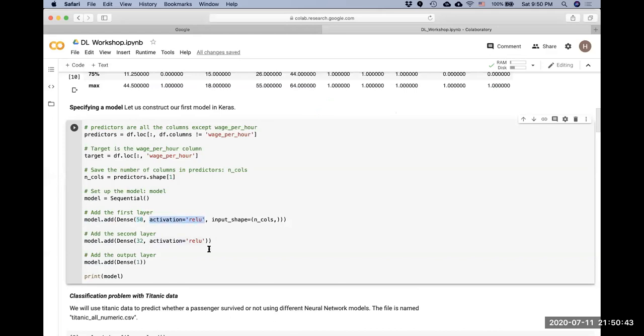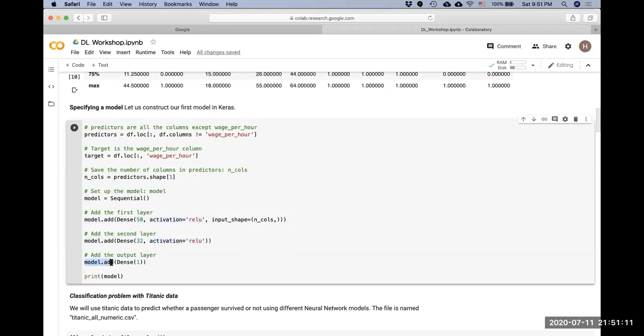And then I specify my activation function. I want it to be ReLU. And I have to specify the input shape. And that's why we extracted this number of columns. So the input shape is the dimension of my input, okay? Then maybe we can add a second layer. Same thing. You add a dense with 32 units and activation to be ReLU, okay?